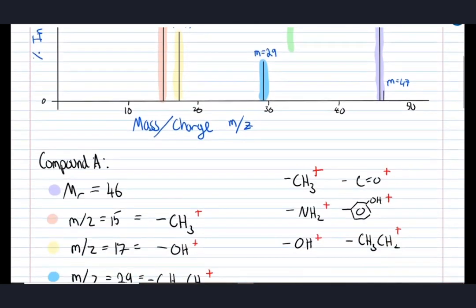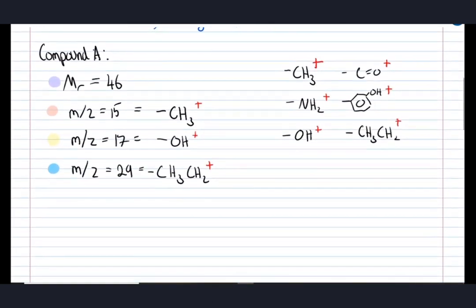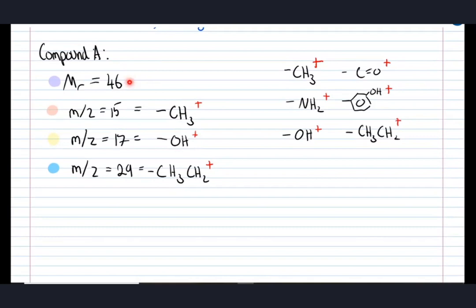So currently what we have is a molecule, compound A, which has an Mr of 46. We know it has a CH3 group in it, a methyl group. We're actually led to believe it's got an ethyl group in it, and it has an OH group. So it's more than likely that we're going to have an ethyl group, which is CH3CH2.